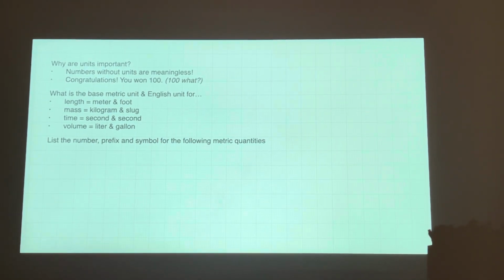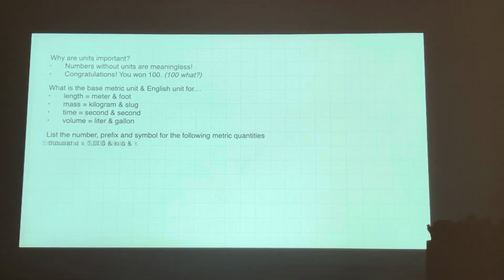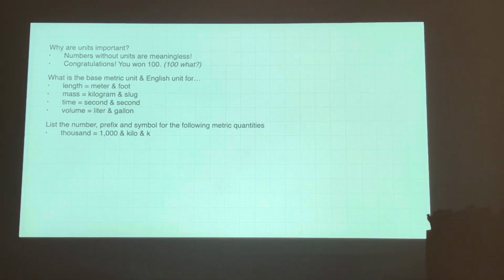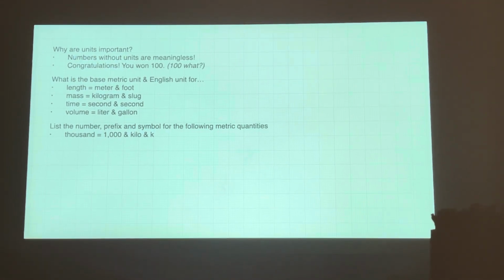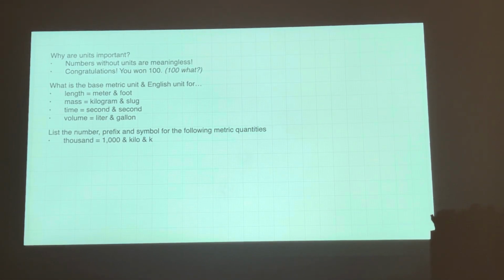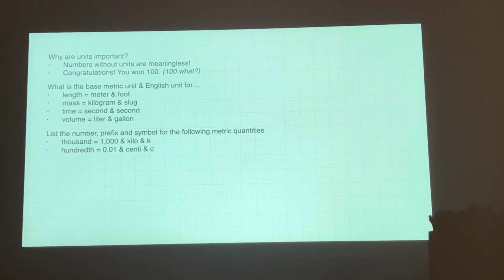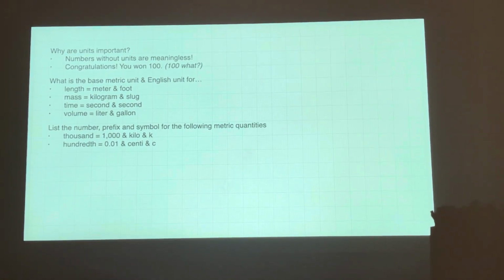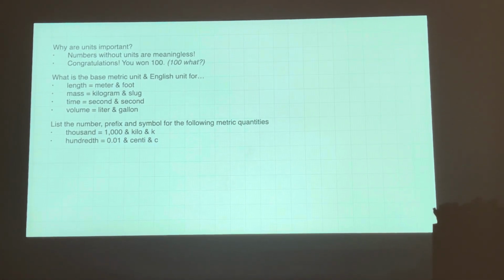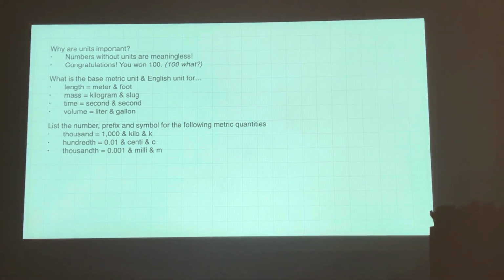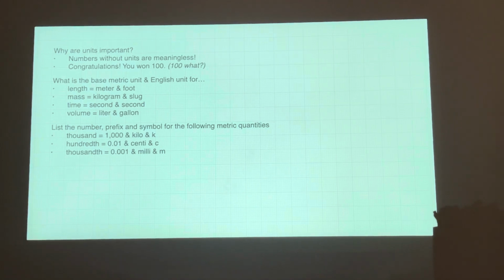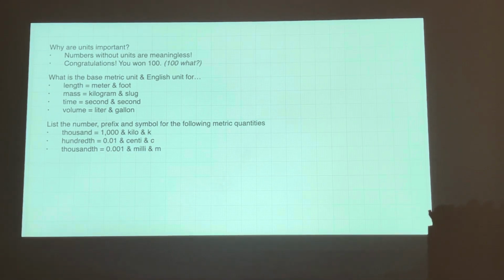List the number, prefix, and symbol for the following metric quantities. 1,000 equals 1 with 3 zeros. Kilo is the prefix and a little small k is the symbol. Hundredth is 0.01. The prefix is centi and it's a small c. Thousandth is 0.001. Milli is the prefix and m is the symbol.